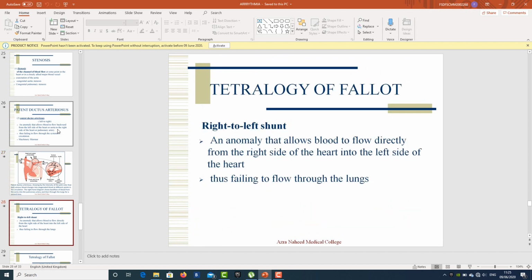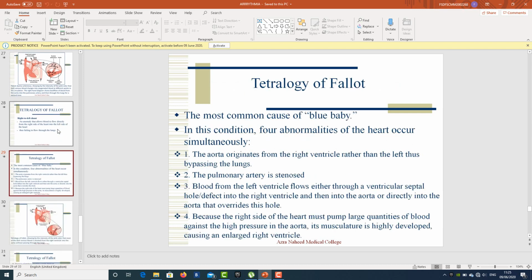Then another very important anomaly, that is the Tetralogy of Fallot, that is the right to left shunt. It is an anomaly that allows blood to flow directly from right side of the heart into the left side of the heart, thus failing to flow through the lungs. And this is the most common cause of blue babies.